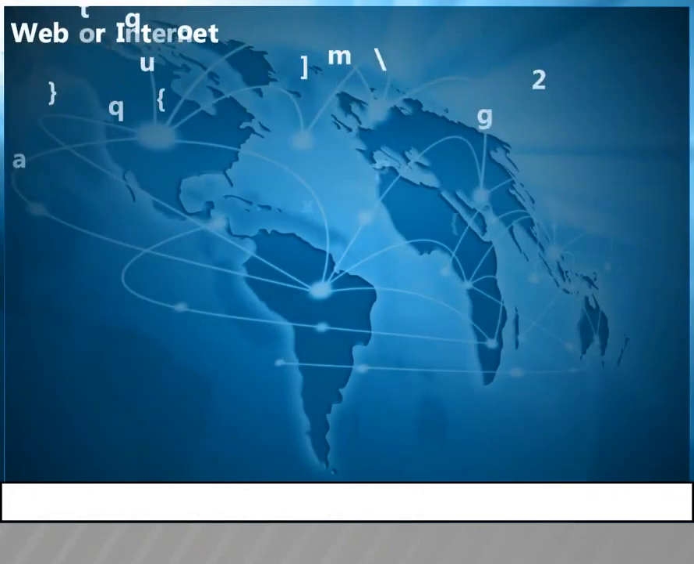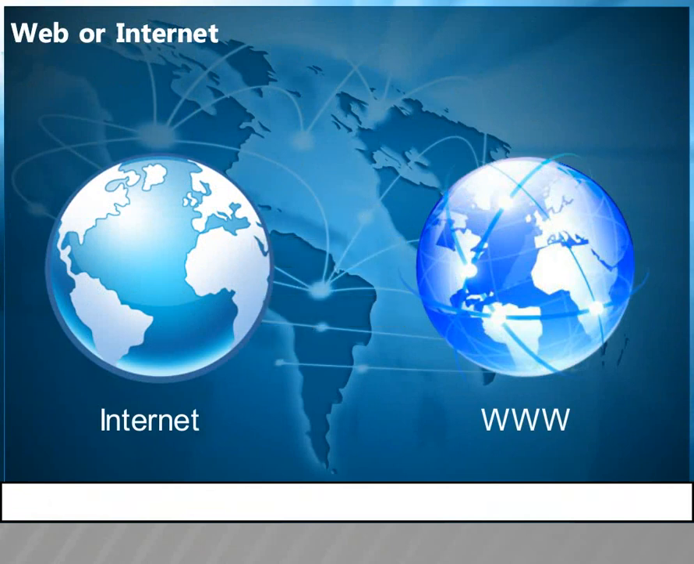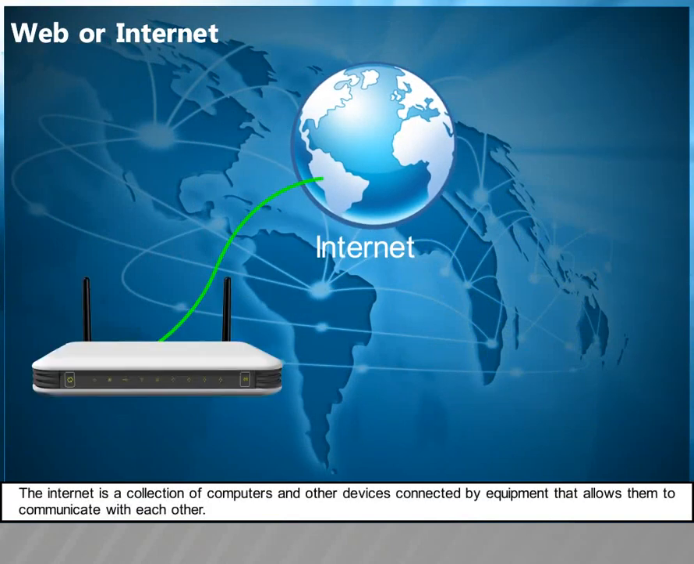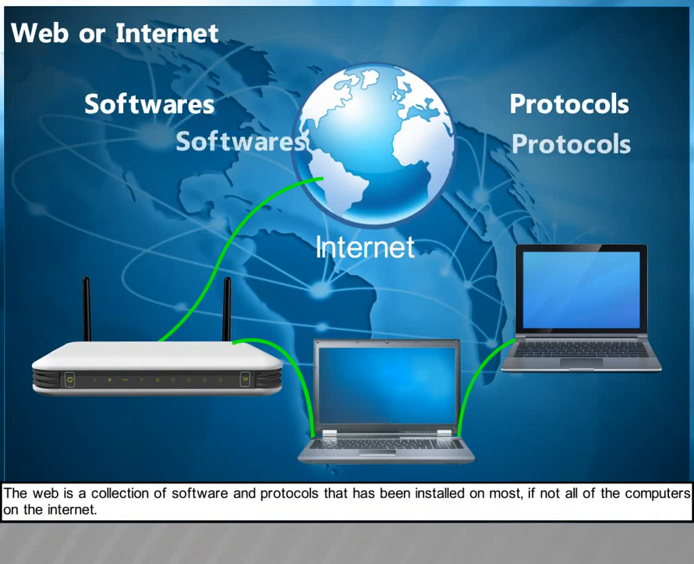Web or Internet. It is important to understand that the Internet and the World Wide Web are not the same thing. The Internet is a collection of computers and other devices connected by equipment that allows them to communicate with each other. The web is a collection of software and protocols that has been installed on most, if not all, of the computers on the Internet.